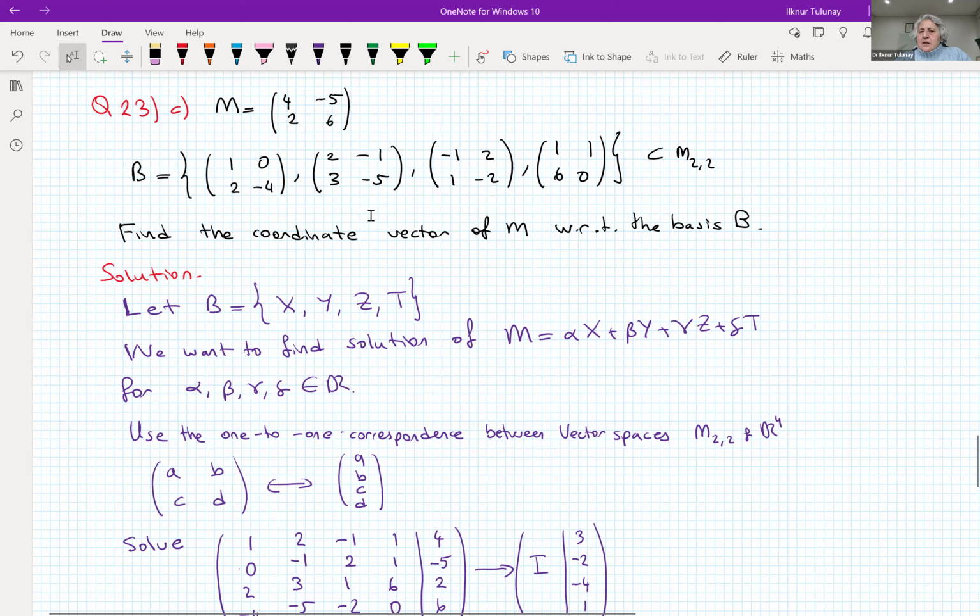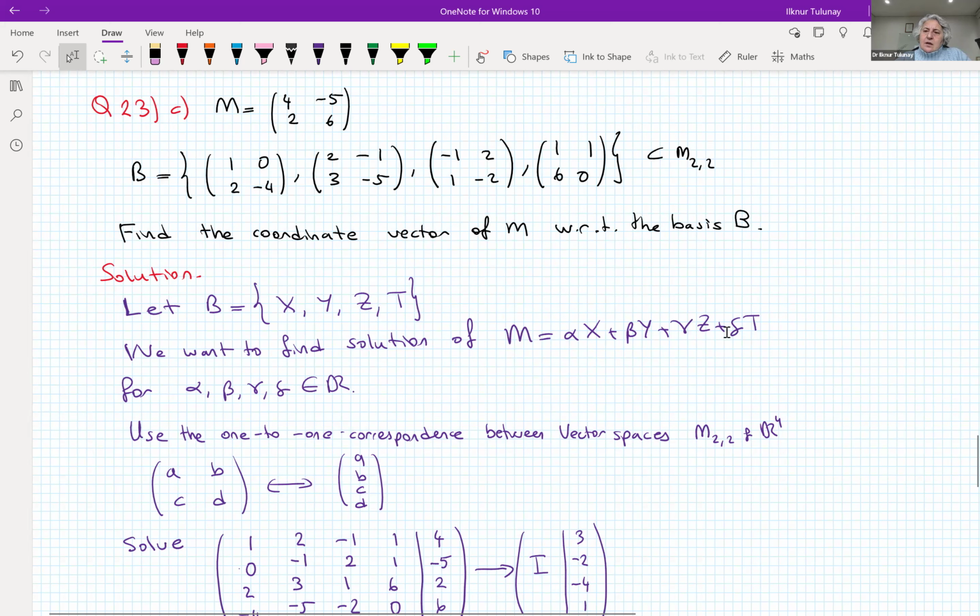Okay, that's it. So I would like to say this is X, this is Y, this is Z, this is T. I'm just giving names to these matrices so that I can set up my problem. What is my problem? I would like to find a solution such that M is equal to some scalar times X, some scalar times Y, some scalar times Z, some scalar times T. So I would like to find alpha, beta, gamma, delta satisfying this matrix equation.